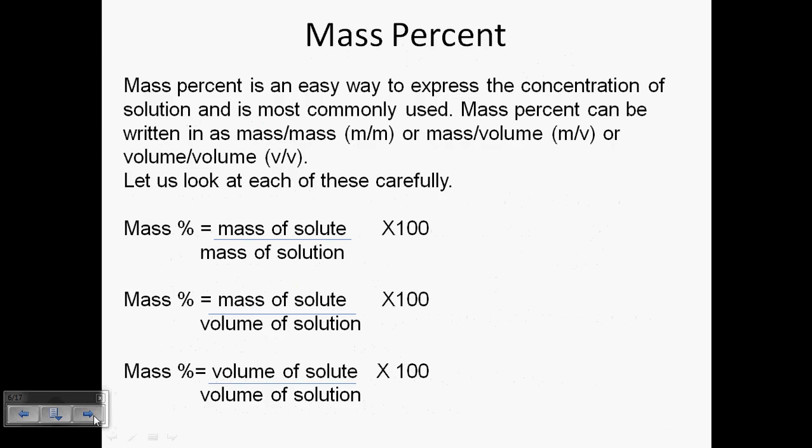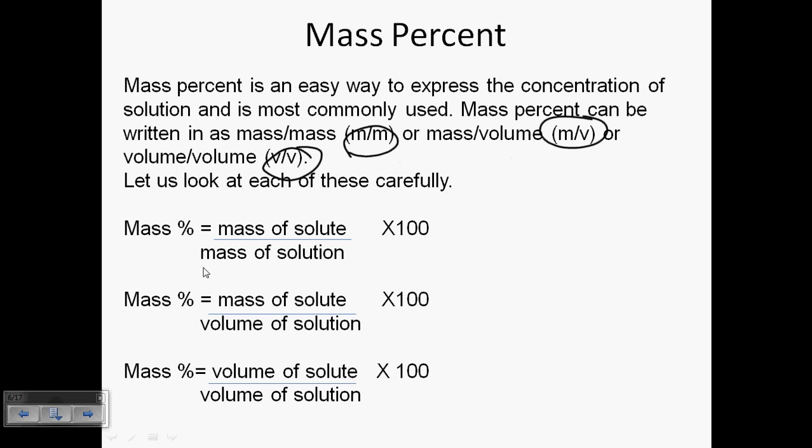The next and very widely used unit is called mass percent. Mass percent is an easy way to express concentration of solution, and oftentimes in grocery stores, the concentration of a lot of solutions is expressed in mass percent. Mass percent can be written mass over mass, or mass over volume, or volume over volume. If you look at your medicine cabinet, rubbing alcohol, or if you look at vinegar in your pantry, you'll see that generally these concentrations are expressed mass over volume or volume over volume.